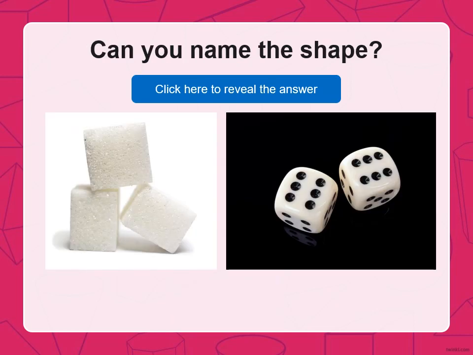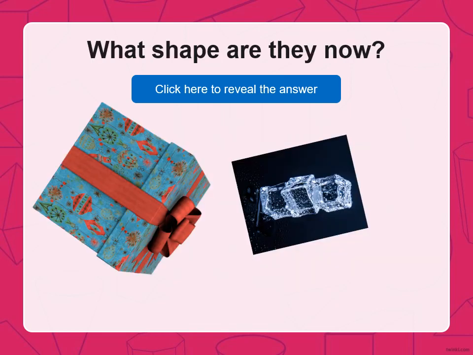Okay, can you name these shapes? What do you think? That's right, a cube. Oh, what are these shapes? I'm not sure. This one's facing a funny angle. And these ice cubes. Oh, they must be cubes. They're ice cubes. You're right. I think it is a cube. I must remind myself, if we turn the object, it's still the same shape.